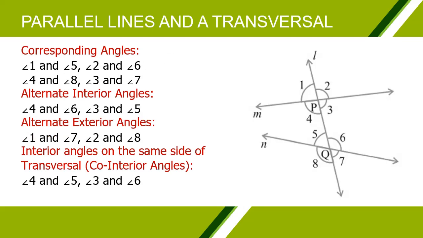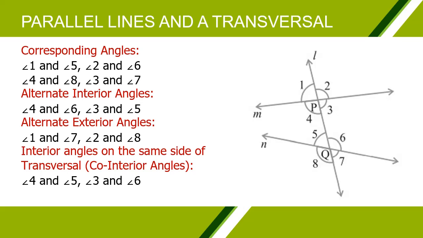Next in the row is corresponding angles. So what do you mean by corresponding angles? Any pair of angles each of which is on the same side of one of the two lines cut by a transversal and on the same side of the transversal. In our figure, angle 1 and angle 5, angle 2 and angle 6, angle 4 and angle 8, and angle 3 and angle 7 are corresponding angles.